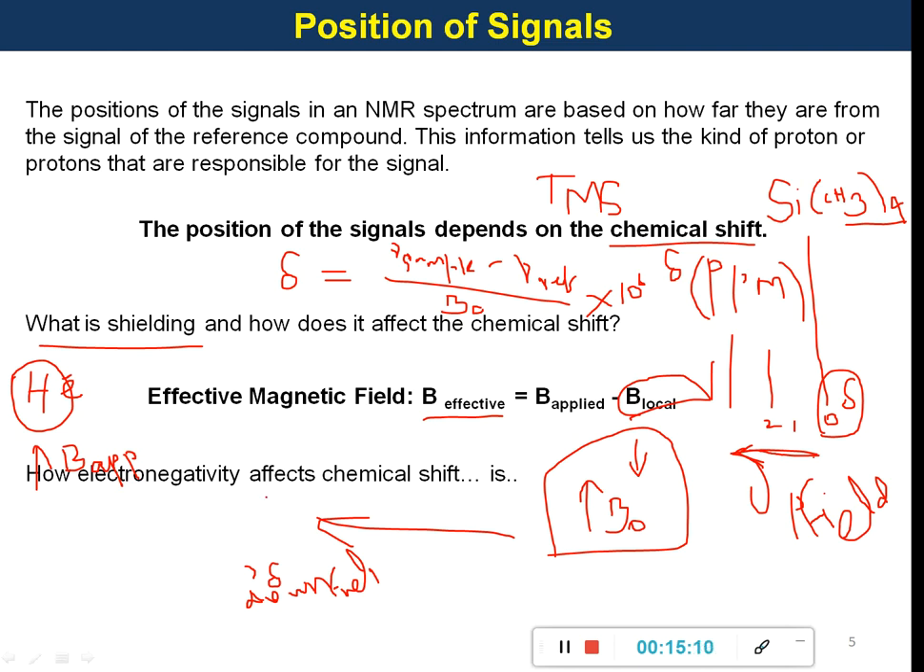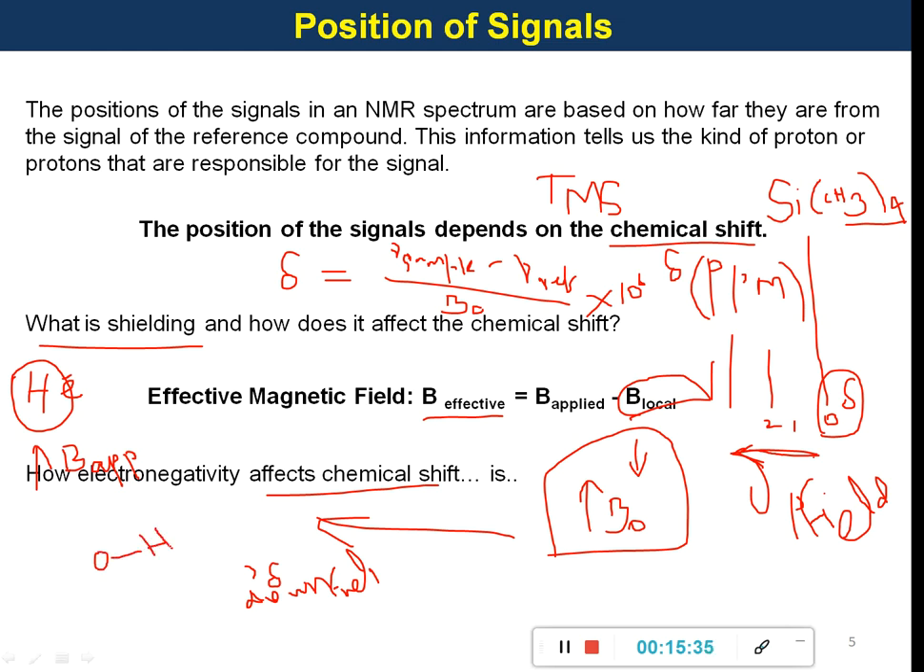So the electronegativity of an atom will affect its chemical shift value. The electron cloud shields the nucleus from the applied magnetic field, that's what we discussed so far. So electronegativity will affect the chemical shift. How does electronegativity affect chemical shift?